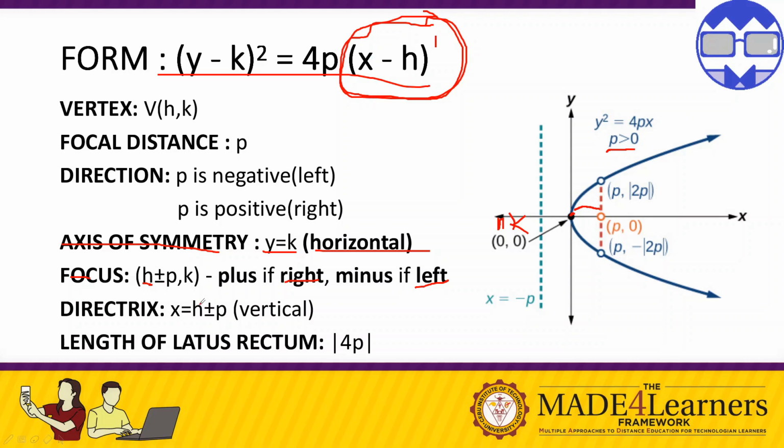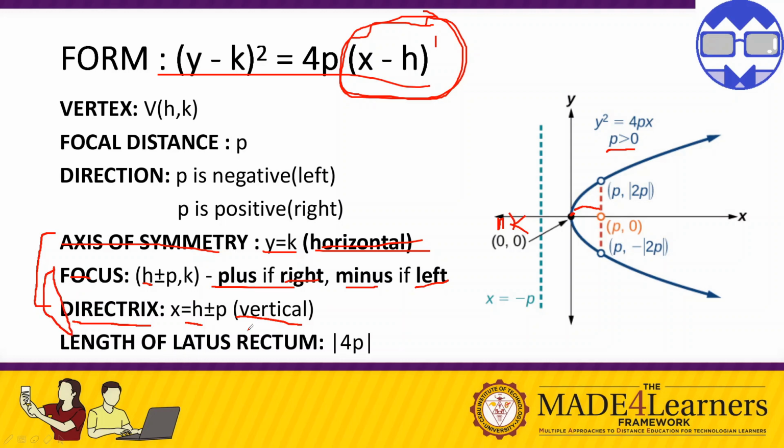Okay, now the directrix. Again, since the axis of symmetry is horizontal, the directrix is vertical. Take note that these two are always perpendicular to each other. So we have x equals h minus p. If the focus is plus, the directrix is minus. If the focus is minus, the directrix is plus.